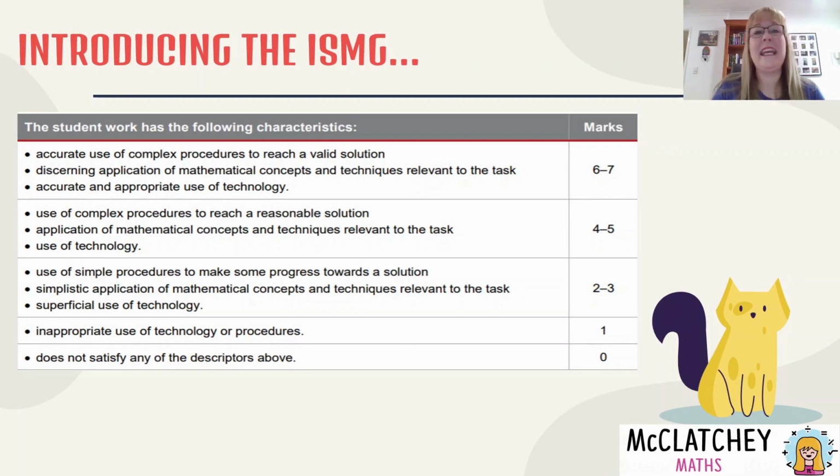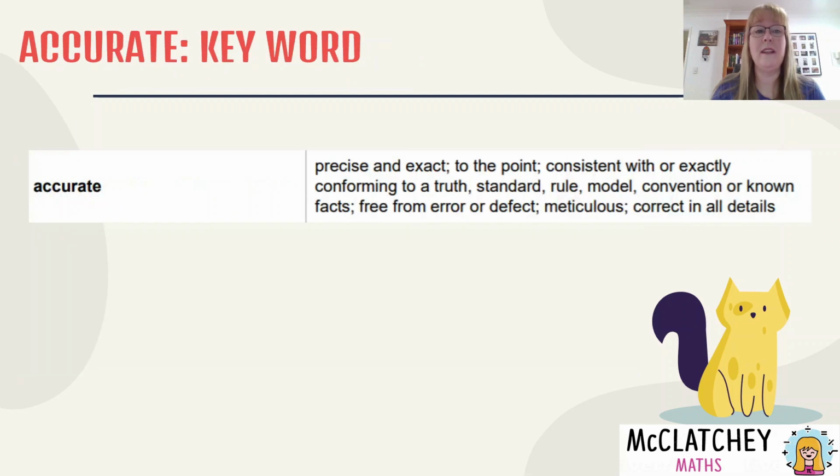So let's look firstly at our ISMG, the Instrument Specific Marking Guide. You can see that that very top box worth 6 to 7 marks is the place we want to hit to get maximum results for our PSMT. And in fact, we want to be able to achieve accurate use of complex procedures. That's our first start point. So we want to know what's the difference between achieving it in this box versus the next box down, which is just use of complex procedures. So what are we looking for in terms of accuracy? That's the only difference between those two lines. So let's have a look.